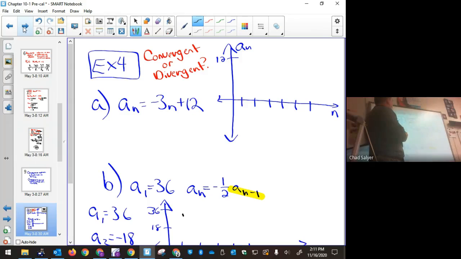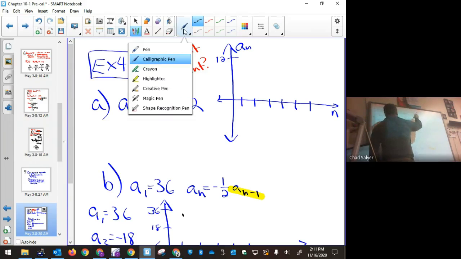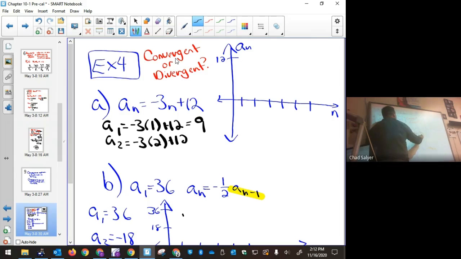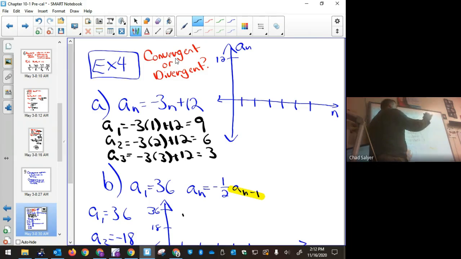So let's ask ourselves, convergent or divergent? Let's find some values and see. So a sub 1 is negative 3 times 1 plus 12, which is negative 3 plus 12, or 9. A sub 2, negative 3 times 2 plus 12, is negative 6 plus 12, or 6. A sub 3, negative 3 times 3 plus 12, negative 9 plus 12, or 3. We see where this is going. It's going down 3 each time.